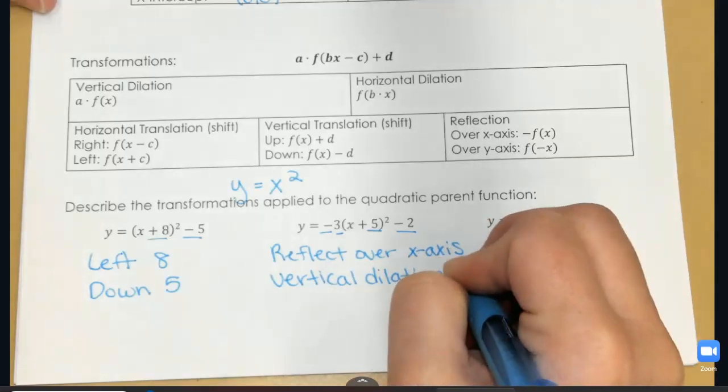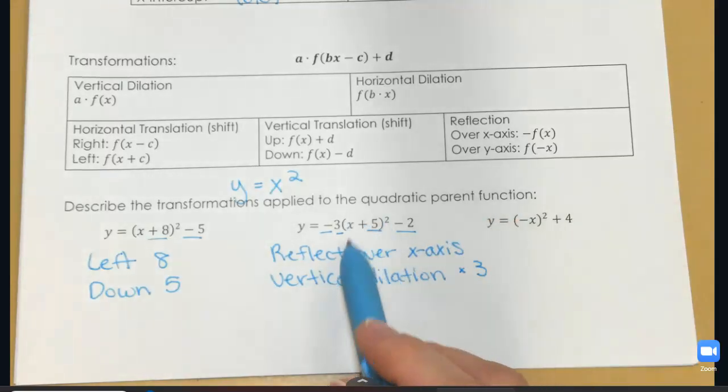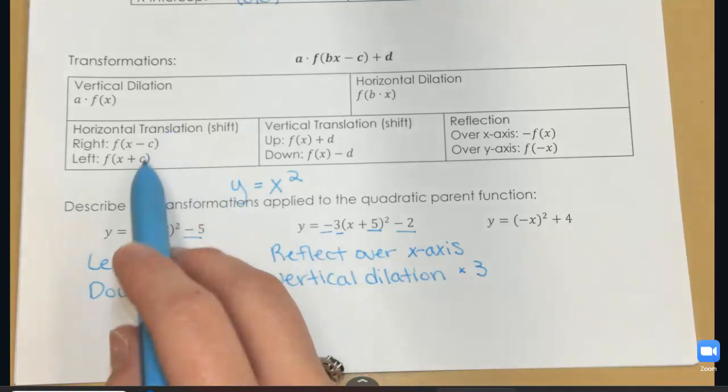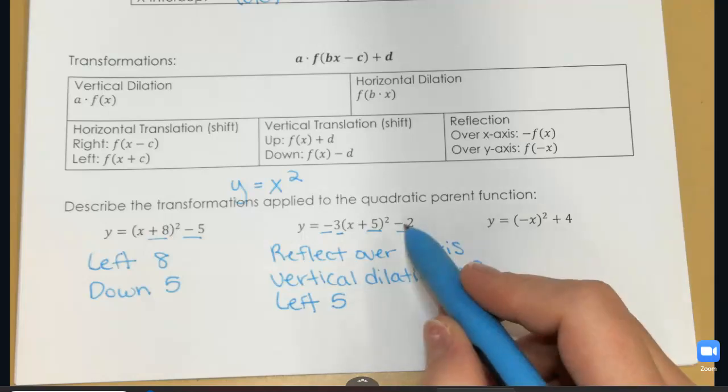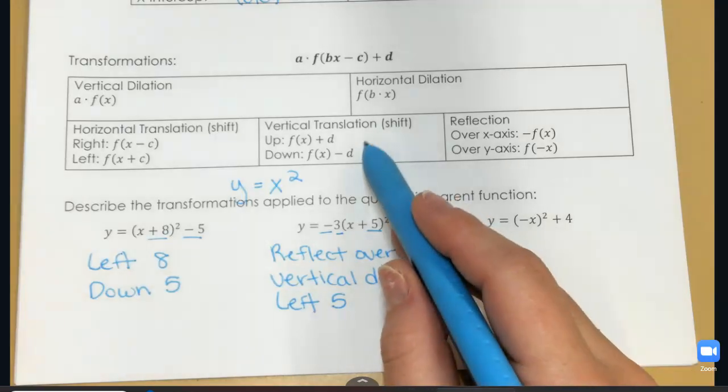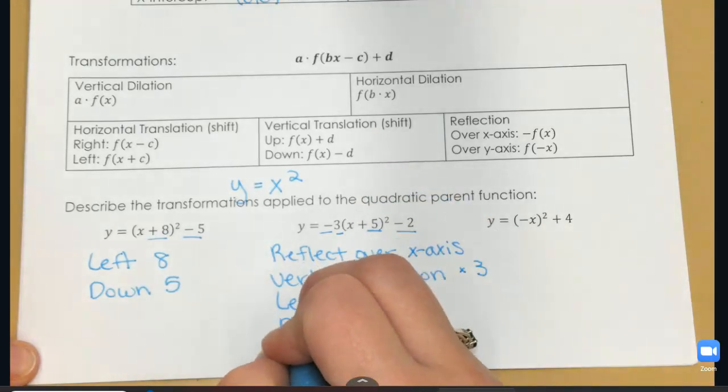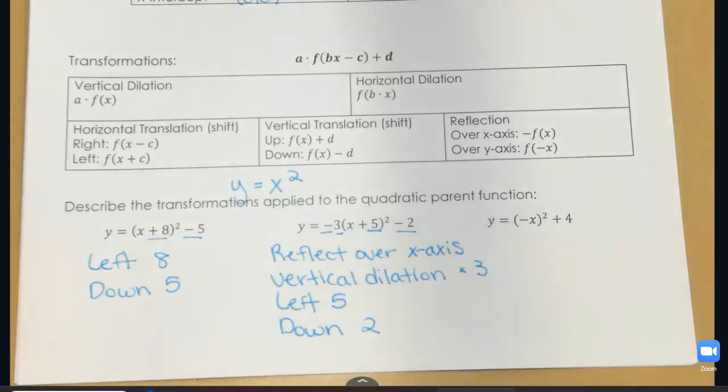And that's by a factor of 3. Then the plus 5 on the inside is another horizontal shift. Because it's positive, that means I am going to the left 5. And then that minus 2 on the outside is a vertical shift. Because it's negative, that means I am going down 2.